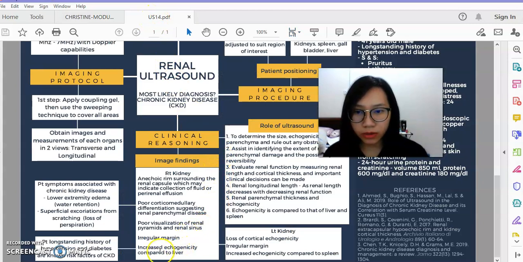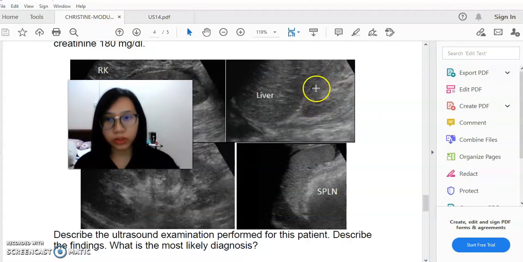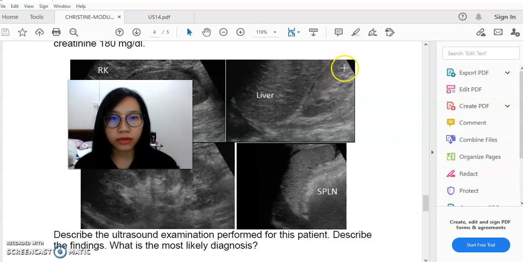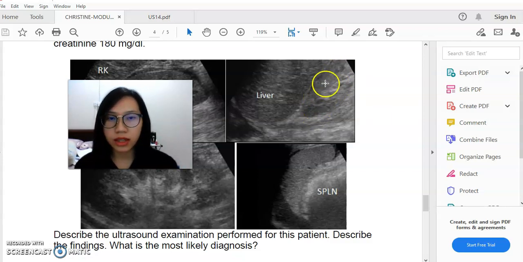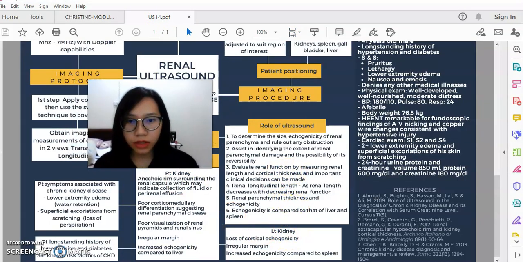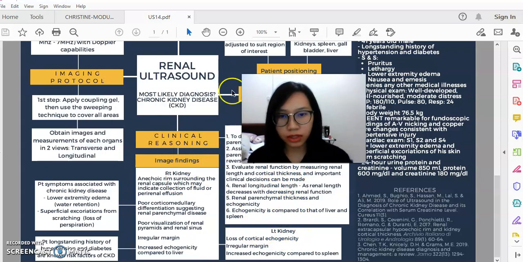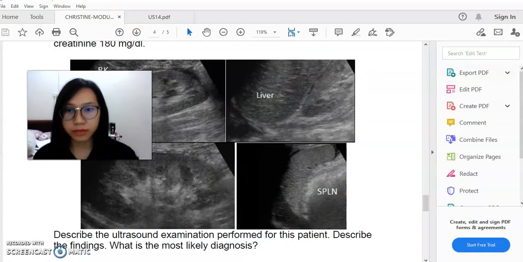And when we compare to the liver, the kidney also has increased echogenicity compared to the liver. Normally, the liver will have greater echogenicity compared to the kidney. So in this case, there are some problems with this patient's kidney. As for the left kidney, we can also see loss of cortical echogenicity, irregular margin, and increased echogenicity compared to the spleen.